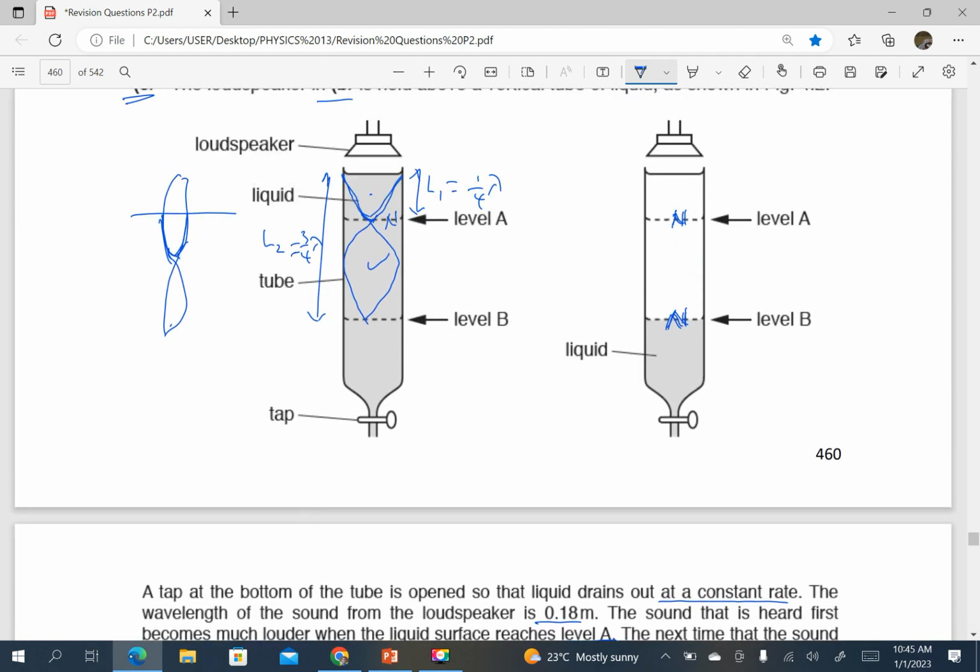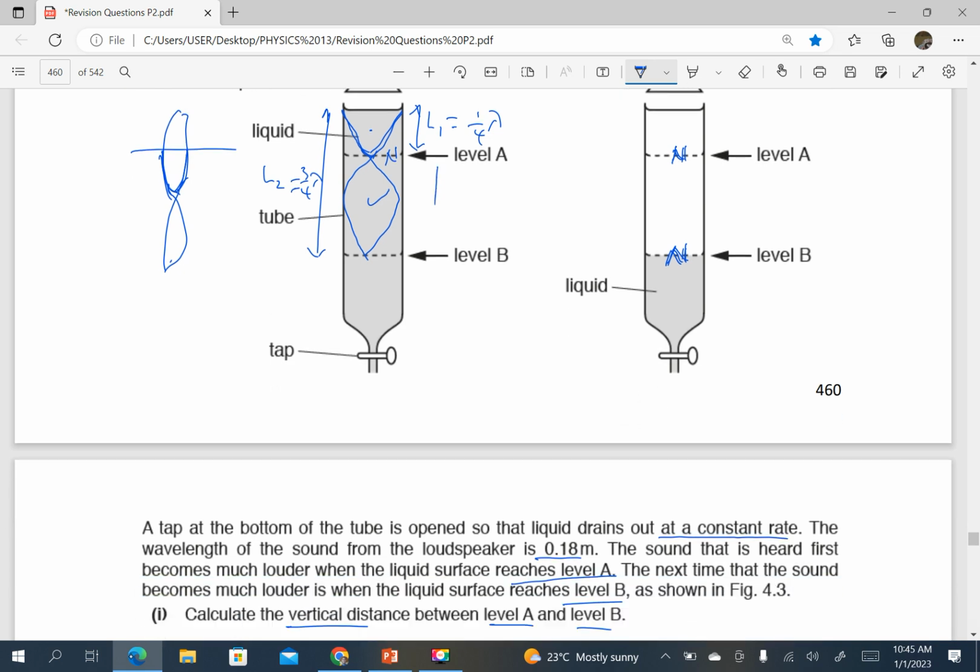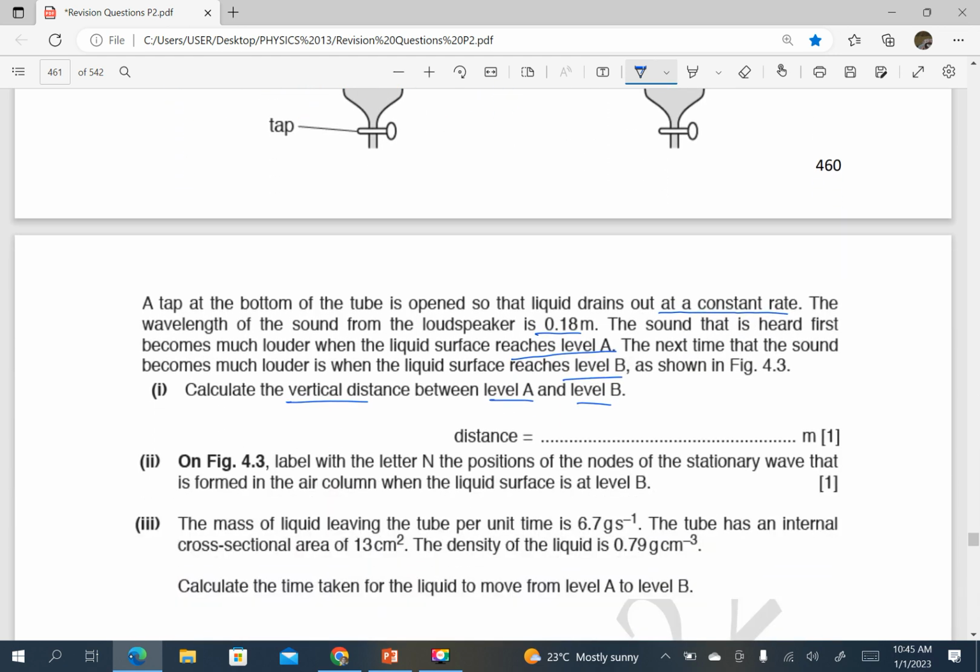So the vertical distance is L2 minus L1. That is 3 over 4 lambda, minus 1 over 4 lambda, which is 2 over 4 lambda, which is lambda over 2. Since the wavelength is 0.18, this is going to be 0.18 divided by 2, and of course, that is 0.090 in meters.